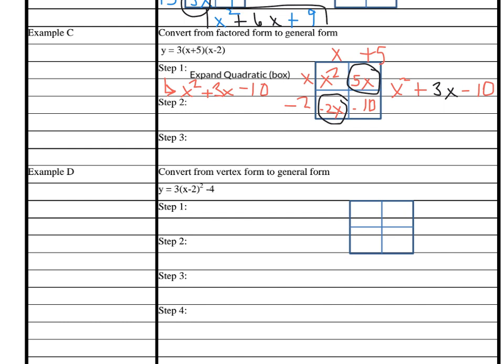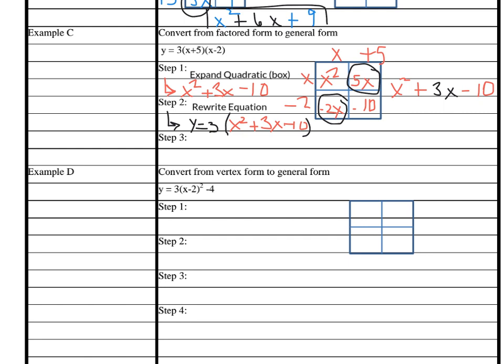Step 2, we need to rewrite the equation. So to do that, we look back up at what we were given. We have y equals 3 times what we multiplied, so we'll write this part instead of x plus 5 and x minus 2. So when we rewrite the equation, we get y equals 3 times what we got from the box, which is x squared plus 3x minus 10.